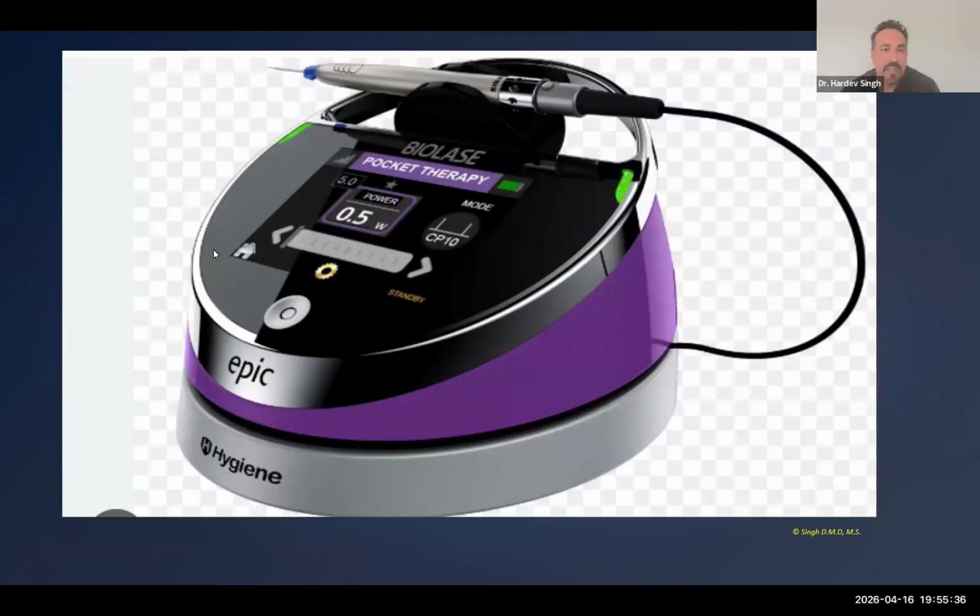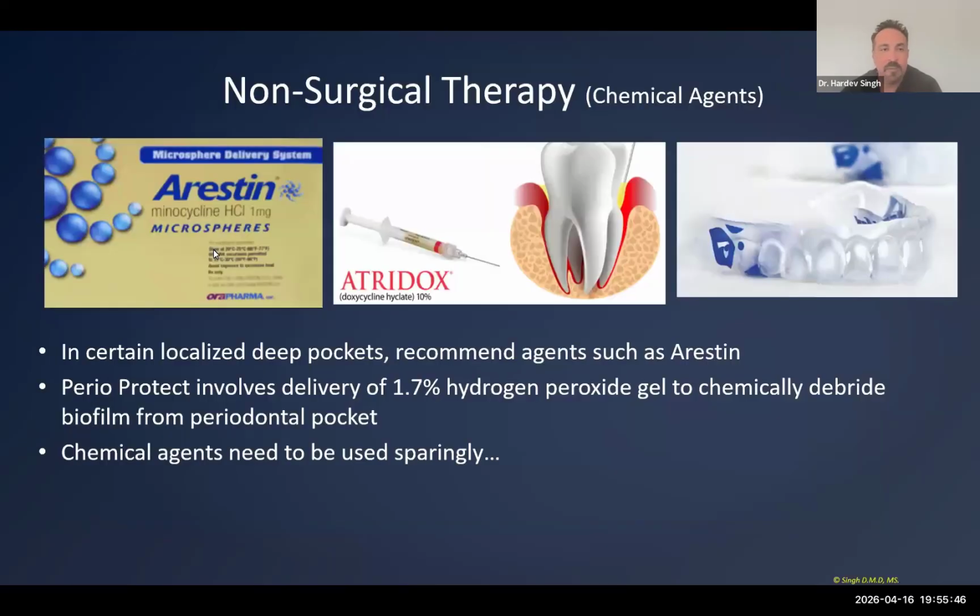Laser is a great option on those pockets. This is something that they have at the office. I'm not endorsing this laser over another. They all work great in my opinion, but this is great in some aggressive pockets on the distal of second molars.